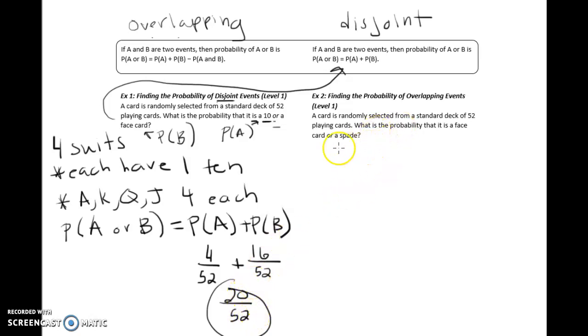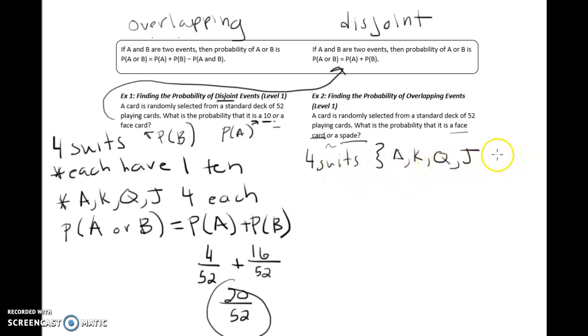All right, let's look at our next one. A card is randomly selected from a standard deck of 52 playing cards. What is the probability that you have a face card or a spade? All right, so let's think. We know that we have 4 suits, and we know that we have 4 face cards. We have ace, king, queen, jack.